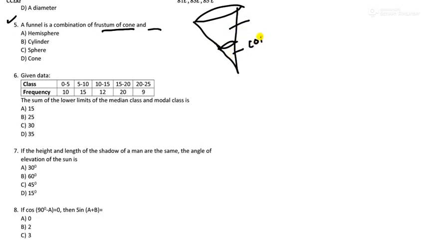Yes, now coming to question number 5. A funnel is a combination of a frustum of a cone and dash. So you might have seen a funnel. It looks like this, and this is ending like this. So this is a funnel, right? So it is a combination of what? This is a frustum and this is a cone. So the answer is cone. Option D is the right answer.